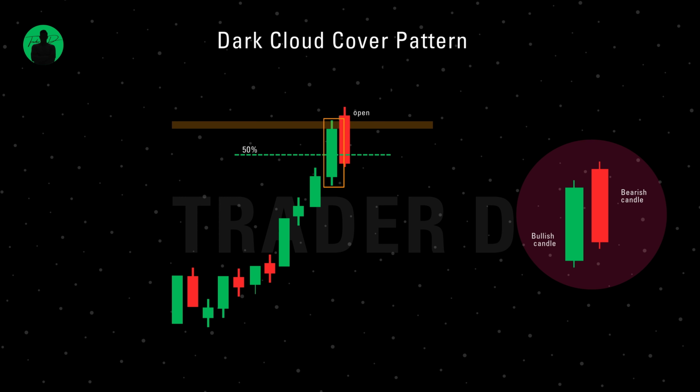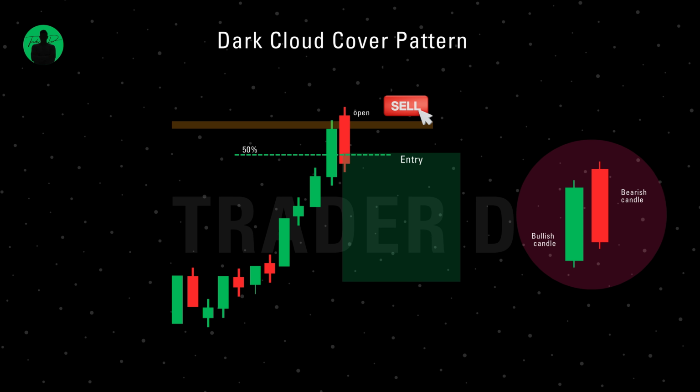You spot a green candle that forms near resistance. The next candle opens higher but closes below 50% of the green candle's body, creating a dark cloud cover. This pattern suggests that sellers are starting to take control. You can enter a short trade once the red candle closes below 50% of the green candle. Place your stop loss just above the resistance area to protect your trade.